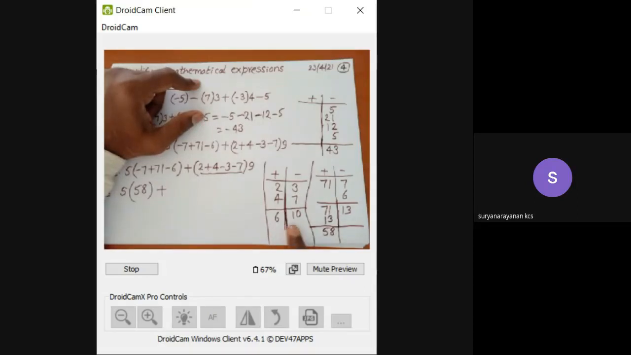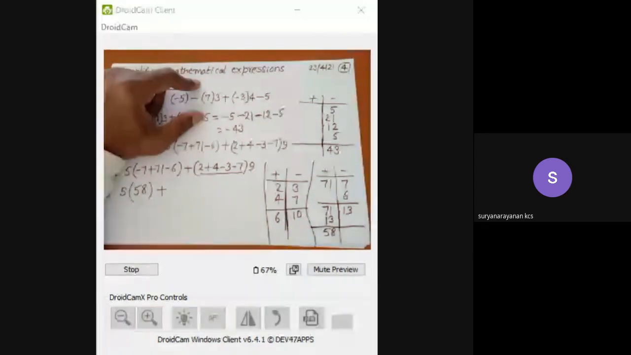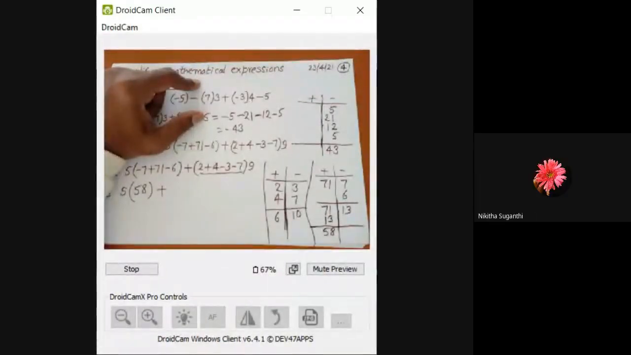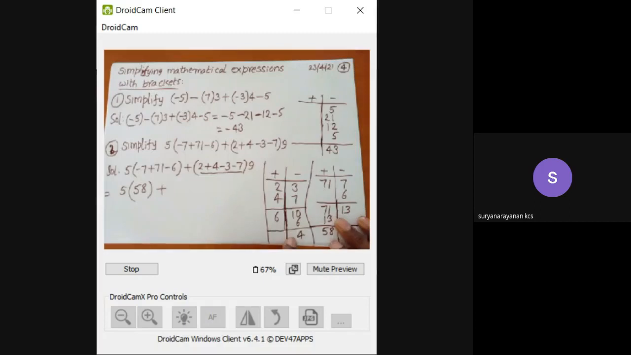See this step. We got here 2 numbers, 6 and 10. What will you do here? Sir, put the 6 under 10. We have to put 6 under the 10 because 6 is a smaller number. So we should subtract the smaller number from the bigger number. What will you get here? 10 minus 6, 4. But finally, final answer is minus 4, not 4.